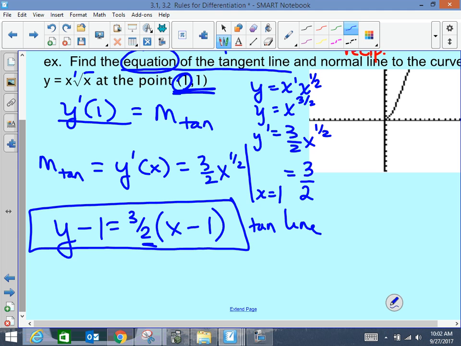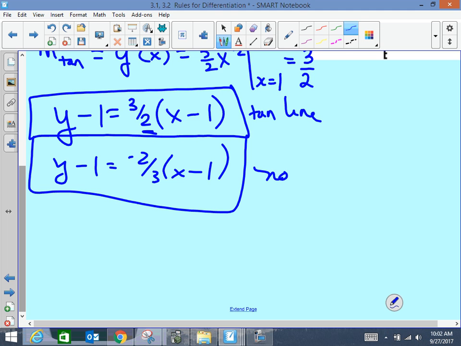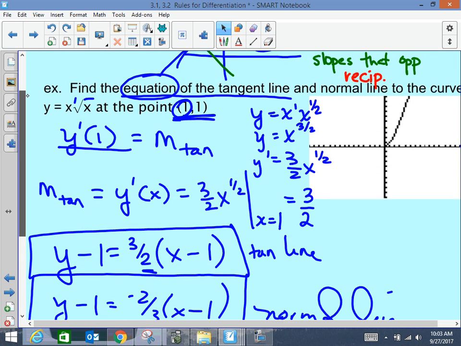Okay. Now normal line. All right, Lauren. Very good. Okay. That's all there is to it. Okay. Very good. So watch the word normal come up because it'll be like regular. You kind of won't notice it unless you're looking for that.